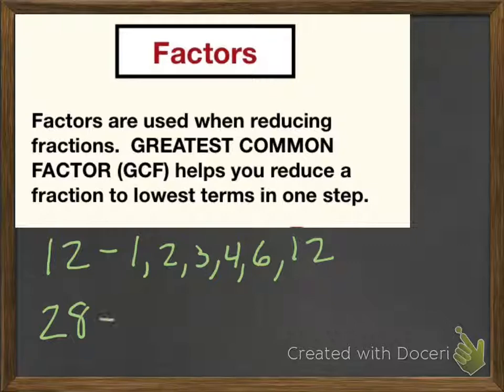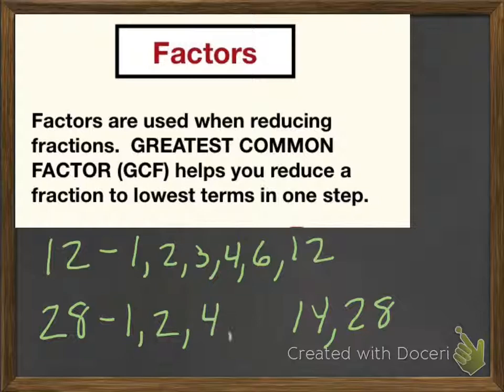Doing the same thing, knowing the numbers that multiply together to get 28. This time I'm going to leave a larger space because it's a bigger number. I might have more factors. So 1 and 28 multiply together. 2 and 14 multiply together. 3 isn't a factor. 4 is a factor because 4 multiplies with 7. And that's our last factor. So knowing your times tables helps you find factors.